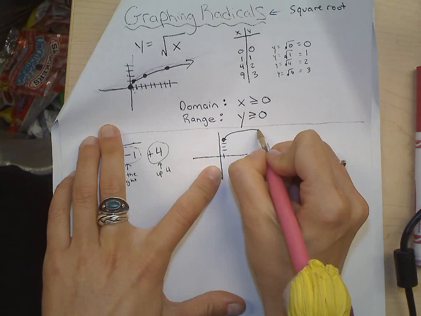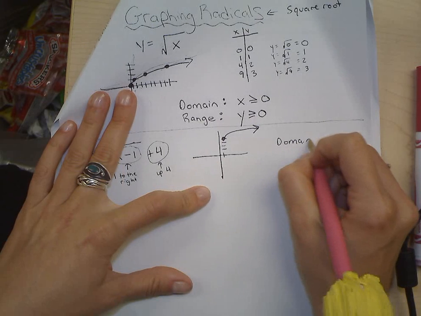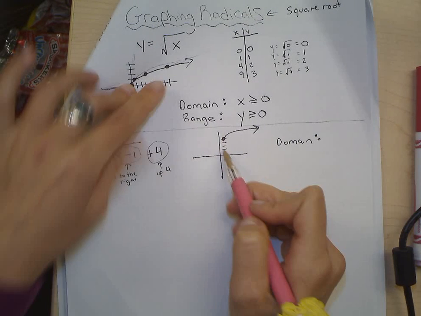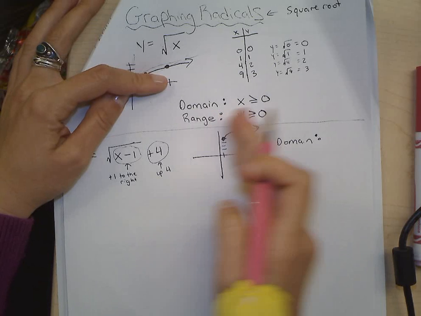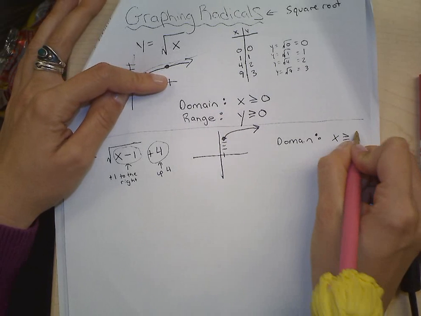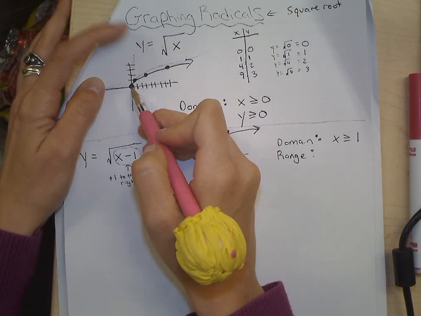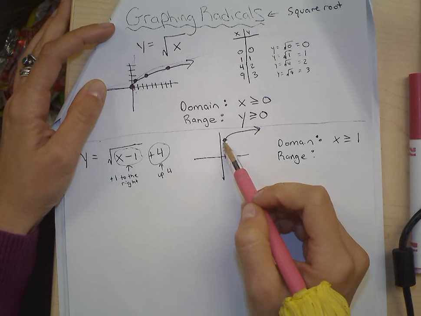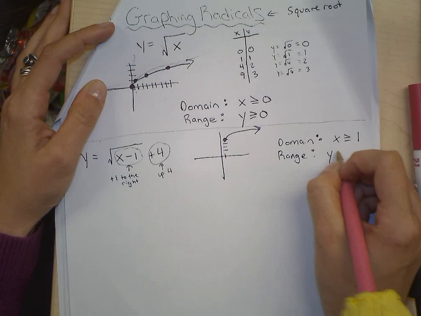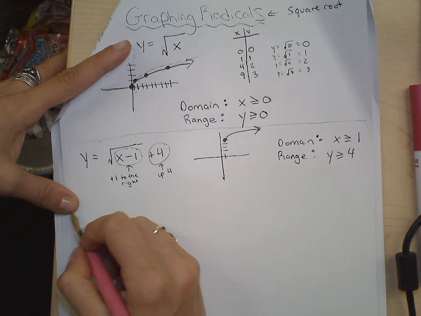Swoosh. So my domain starts at a +1 and then goes off to the right. So that means x has to be greater than or equal to 1. And my range doesn't start at 0 like it did here. It starts at a +4. So y is greater than or equal to 4. Let's do another example.